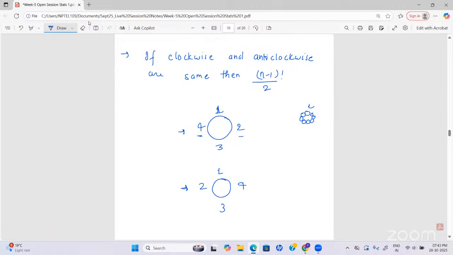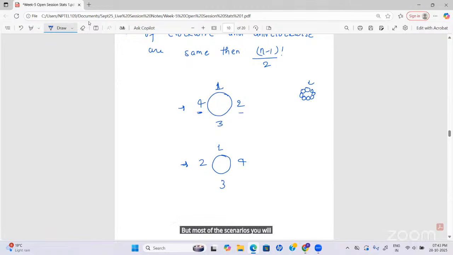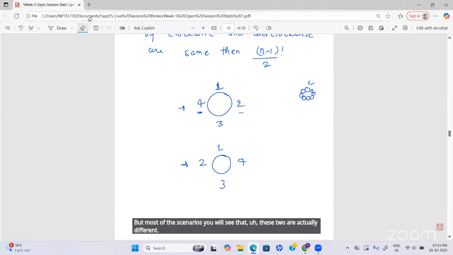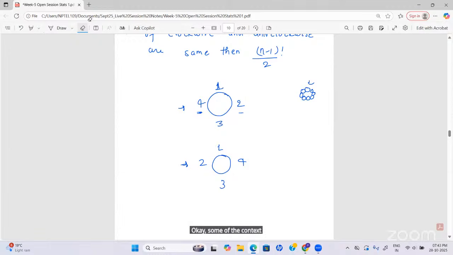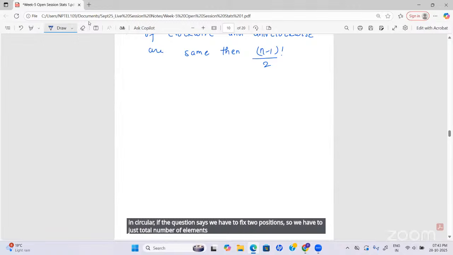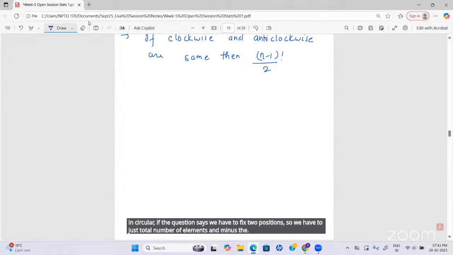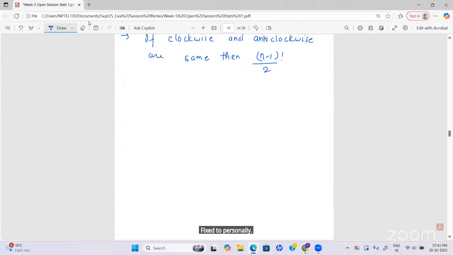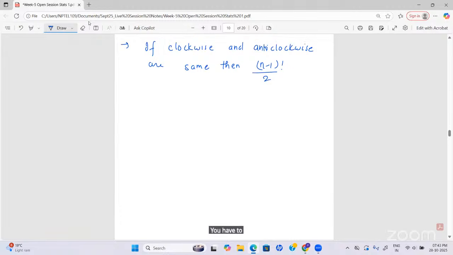But in most scenarios, you will see that these two are actually different. In some contexts, you can see that both are same. In circular arrangements, if the question says we have to fix 2 positions, then we take the total number of elements and subtract the fixed 2 positions. You have to fix the position of one element only.